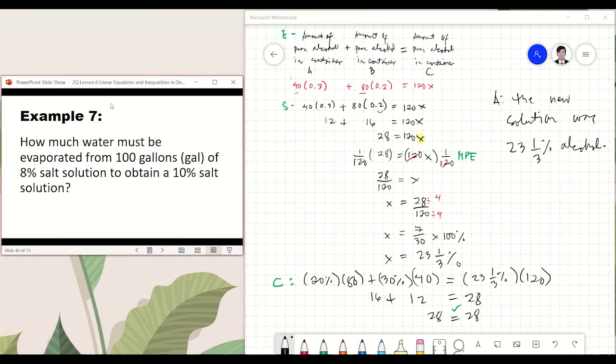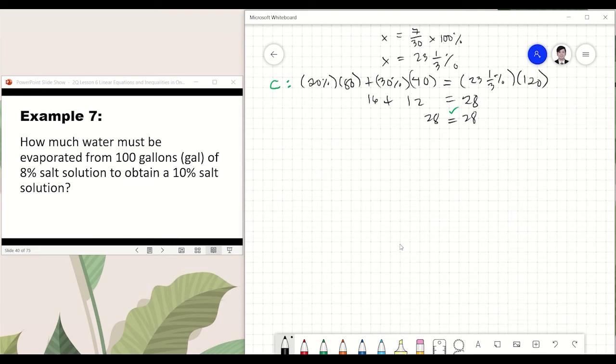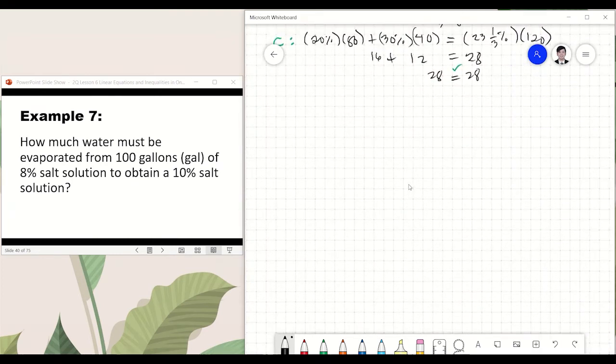Okay, let's proceed to example 7. This is still a mixture problem in chemistry. So the question now is, how much water must be evaporated from 100 gallons of 8% salt solution to obtain a 10% salt solution? So yun pa rin, to organize our work, to derive our answer in an organized manner, we will be using Resca.